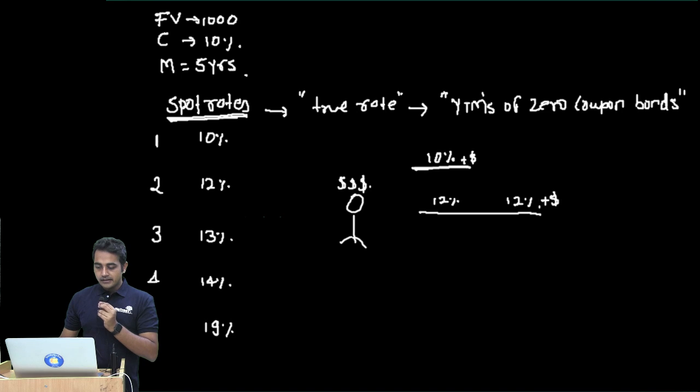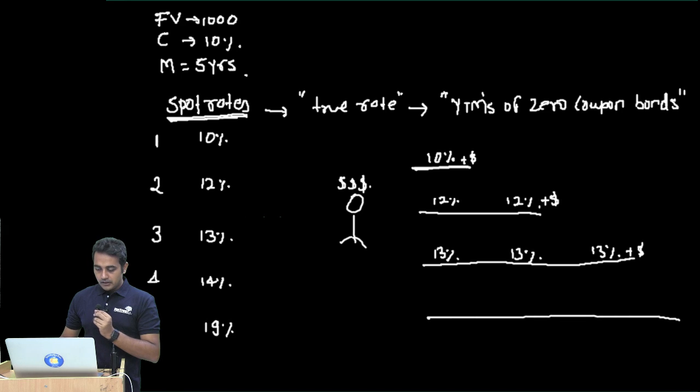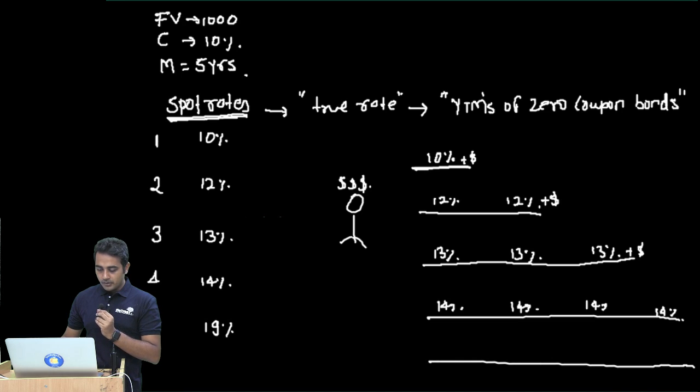So think of these as some sort of zero coupon bonds. A zero coupon bond is where you invest now and you take your money only after maturity. You are not getting anything in between. Now you go to the bank and you say, I would like to buy a zero coupon bond for 3 years. Then the bank will say, first year 13, second year 13, third year also 13. For 4 years, each of the year you are going to make 14%. And if you invest for 5 years, for each of the year you will make 19%. That's how you should be thinking of these spot rates.